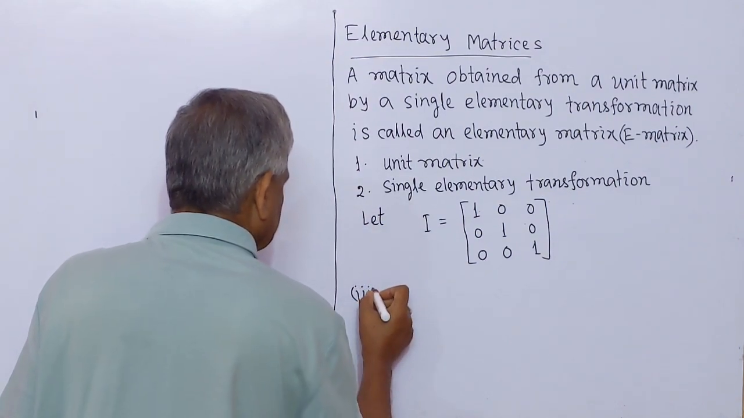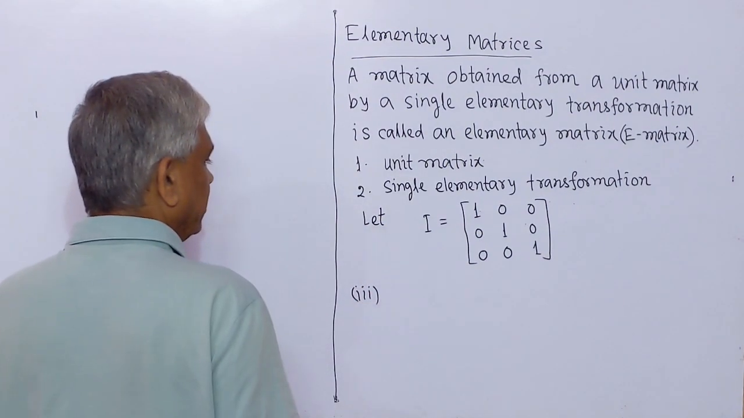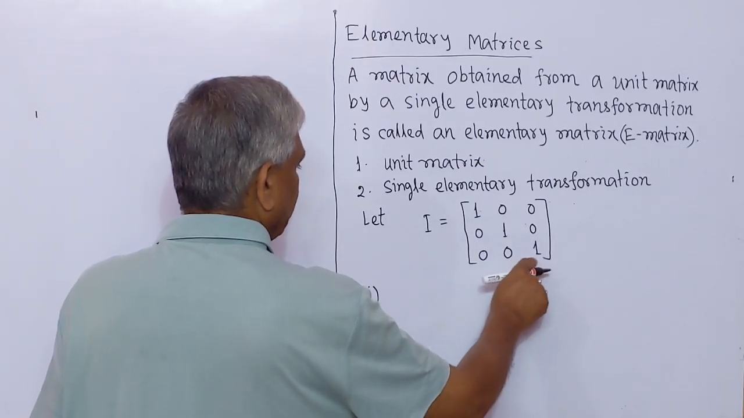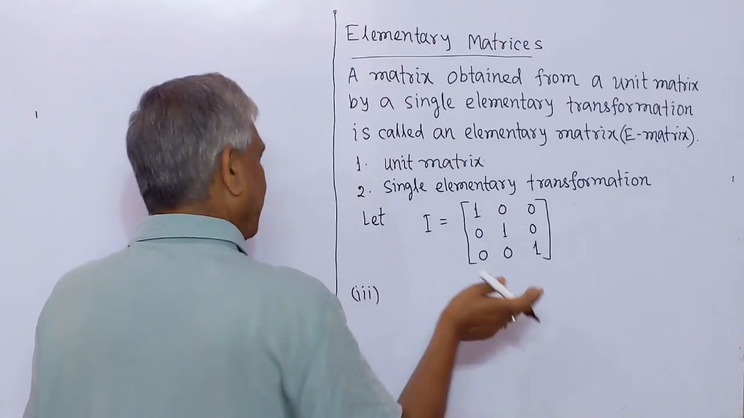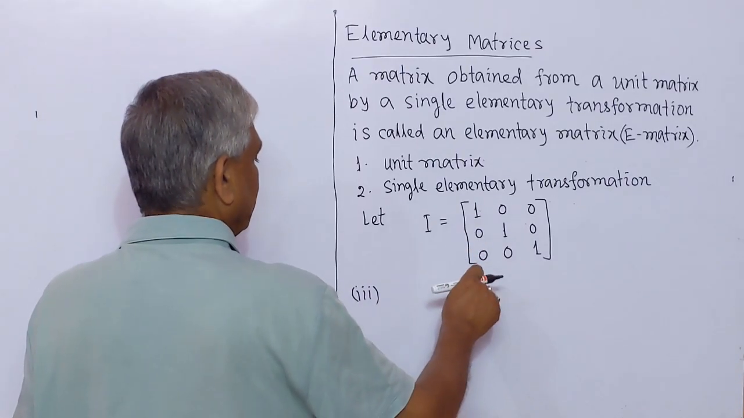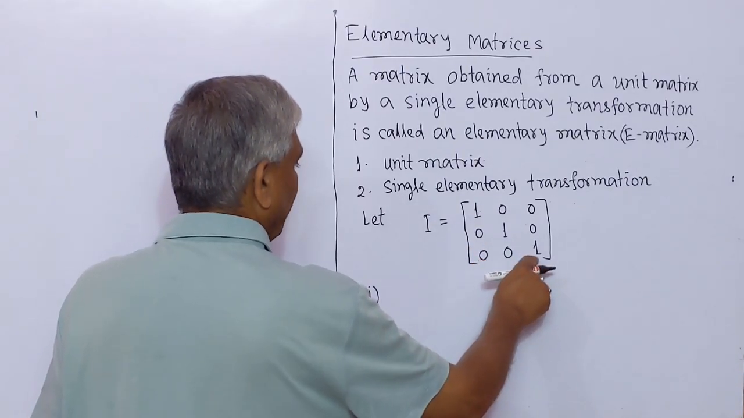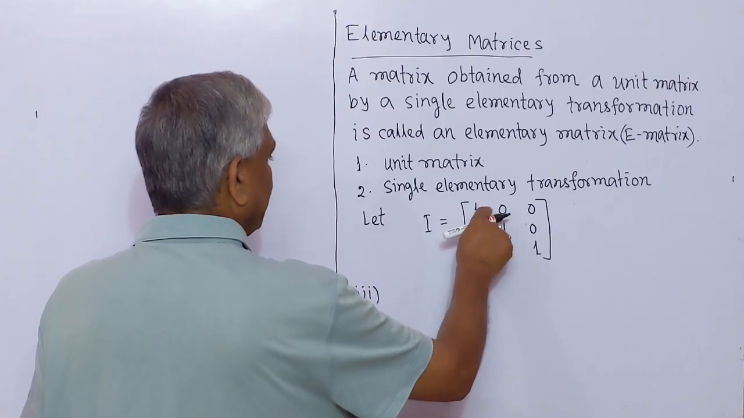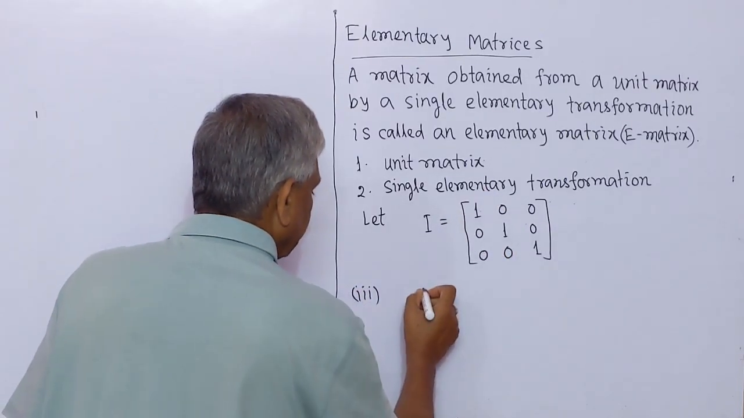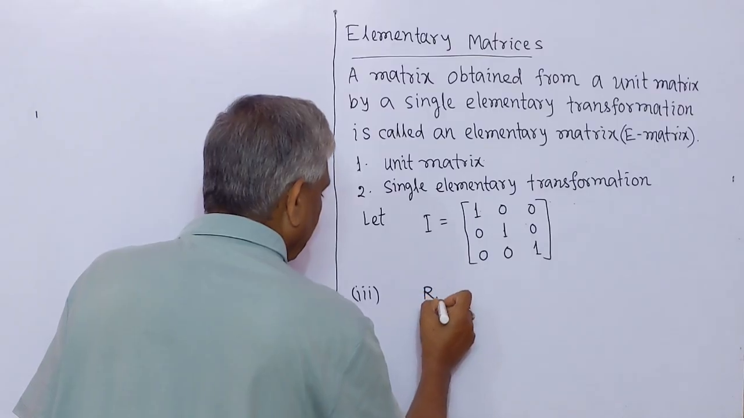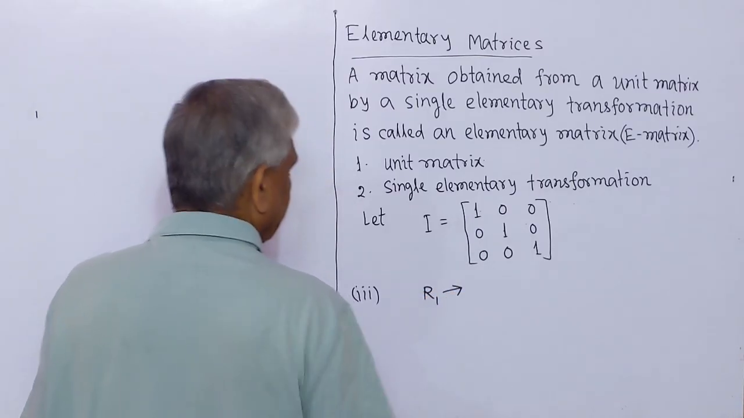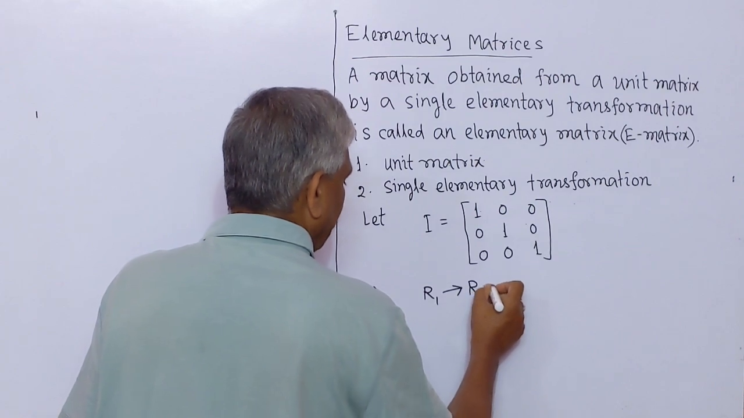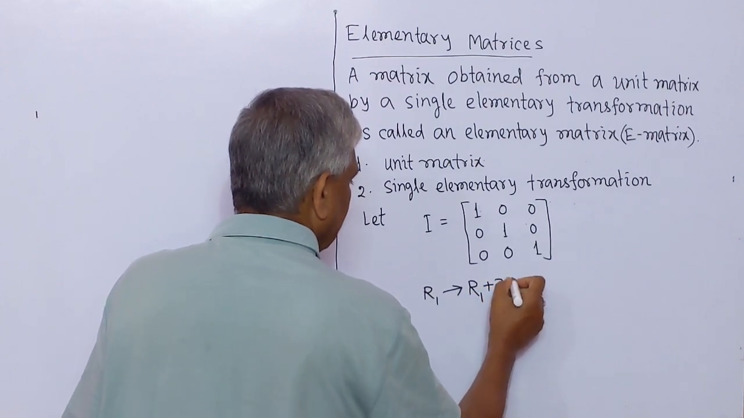Third kind. Now we multiply the third row by a number. Let that number be 3. That is, we multiply the third row by 3 and then add it to the first row. We denote this: R1 is replaced by R1 plus 3 R3.